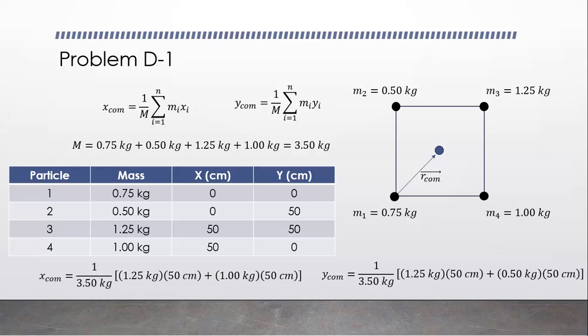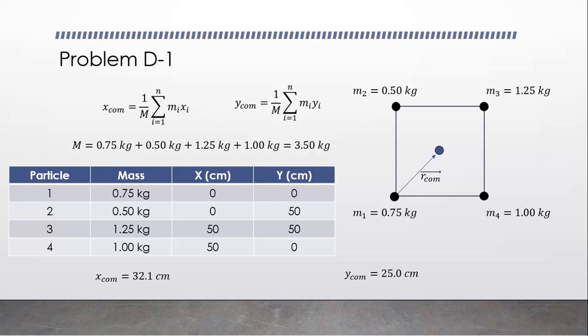So if we work this out, for the x center of mass, I'd have 0.75 times 0 plus 0.5 times 0 plus 1.25 times 50 plus 1 times 50. For the y, I'd have 0.75 times 0 plus 0.5 times 50 plus 1.25 times 50 plus 1 times 0. If we work those out, we get the position of the center of mass in the x direction is 32.1. What that suggests to me is that there's more mass on the right-hand side of this square than the left-hand side. And we get a center of mass in the y direction of 25. What that suggests is that the mass is equally distributed in the top and the bottom of the square. And just looking at the square, we see that that makes sense.